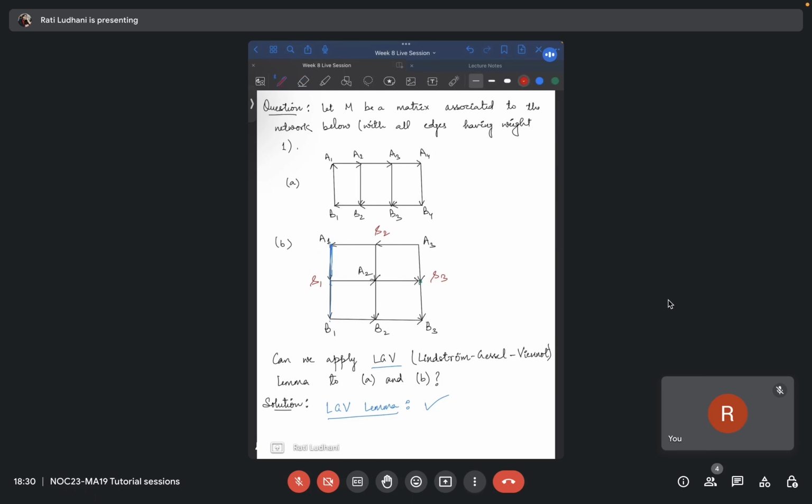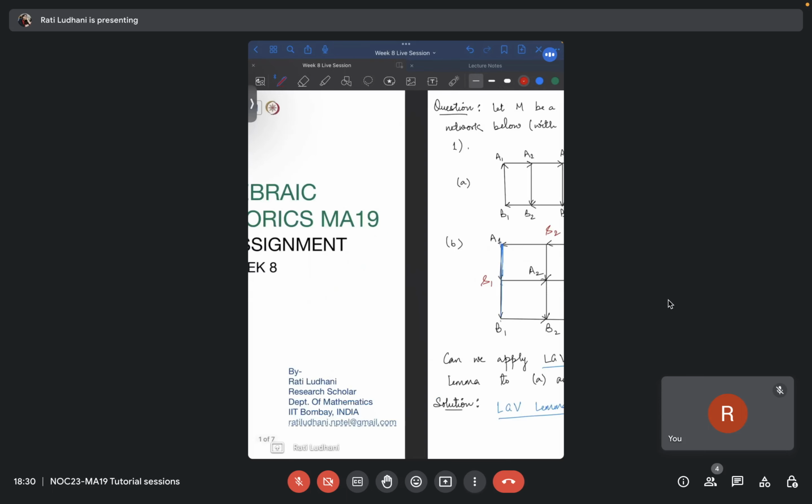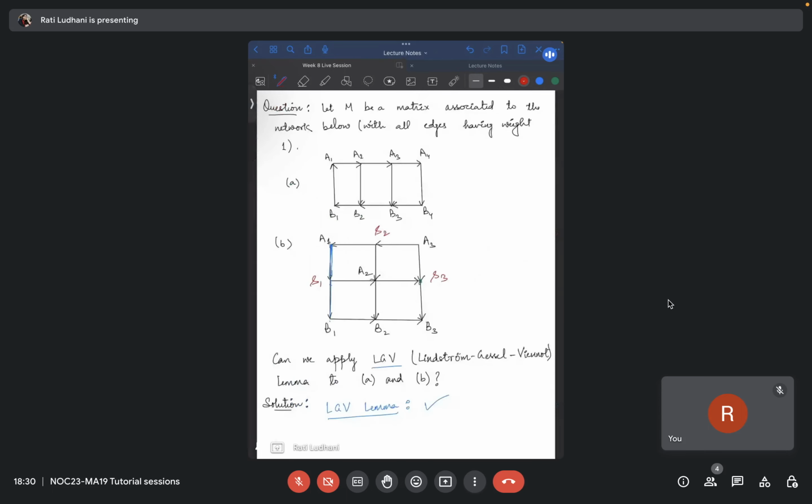Okay, so now what are the requirements of the LGV lemma? Can you tell me if you can apply the LGV lemma or not? First look at the hypothesis. So here is the hypothesis, as you have seen. Can you tell me if you can apply the LGV lemma to B or not?